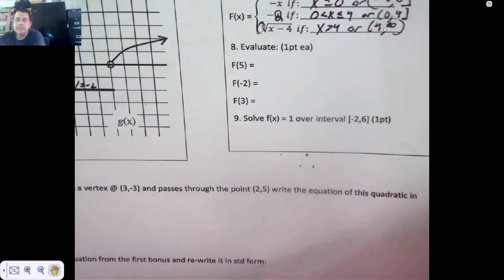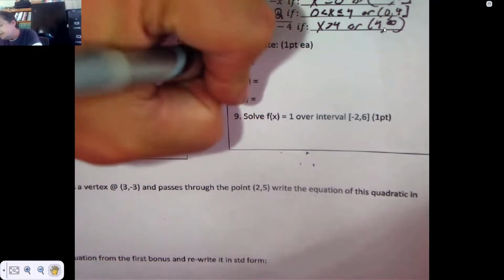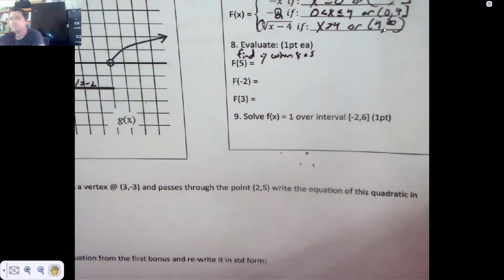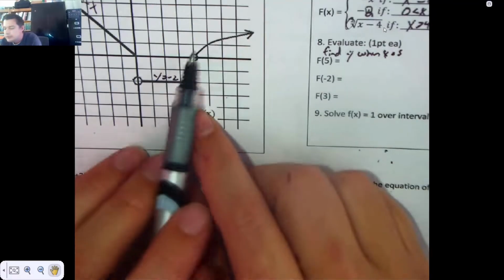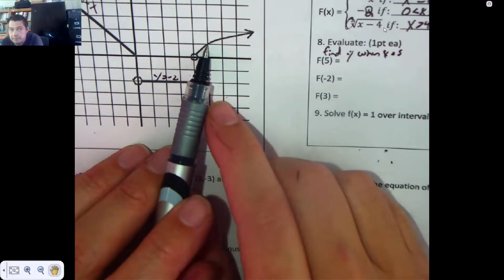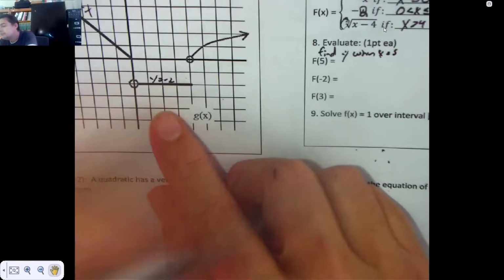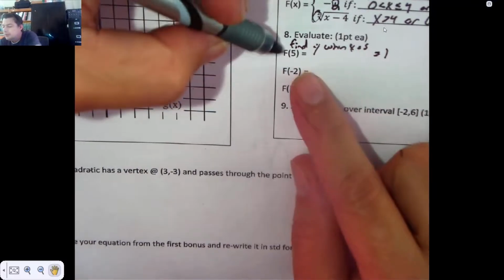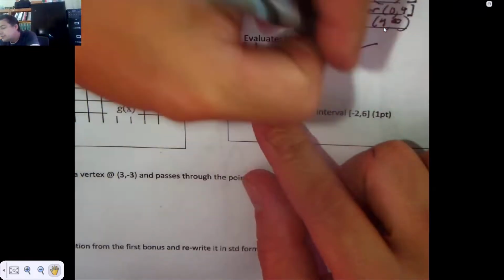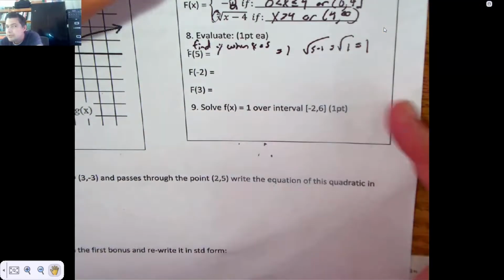Here's the evaluation. Why the F don't you all understand F notation? Blows my mind. F of 5 means find y when x is 5. So here's where x is 5. If I can count right, I look up. Right there, my y value appears to be 1. If that's too much for you, you could plug a 5 into this equation right here. That would be asking you to take the square root of 1. Let's look at that real quick. That's the square root of 5 minus 1, which is the square root of 1, which is 1. You can plug numbers in too.